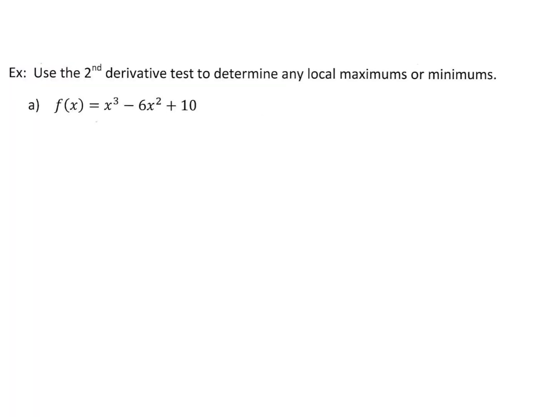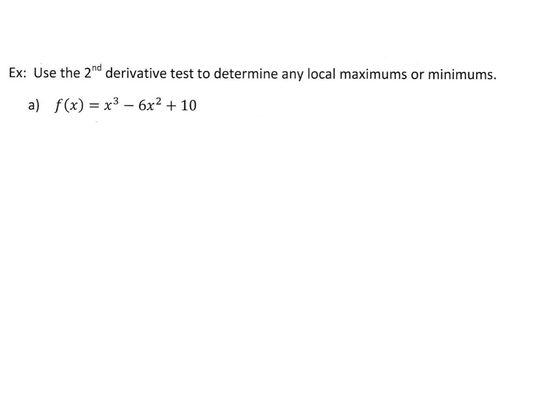So I have a question. Use the second derivative test to determine any local mins or max. So first off, you have to show that you have a critical number at the first derivative. Then, if at that number we have a positive second derivative, then we have a local min because it's concave up. If at that number, the second derivative is negative, meaning it's concave down, then we have a local max.